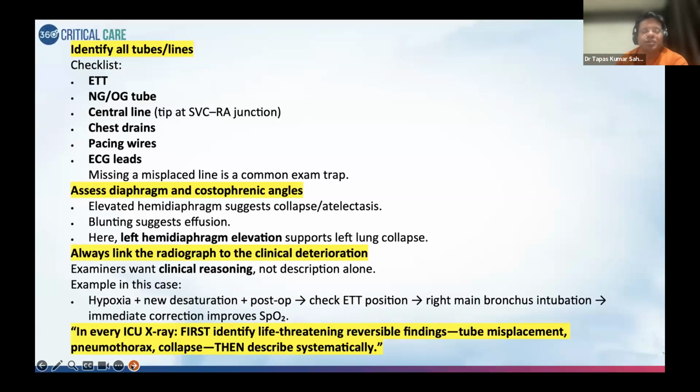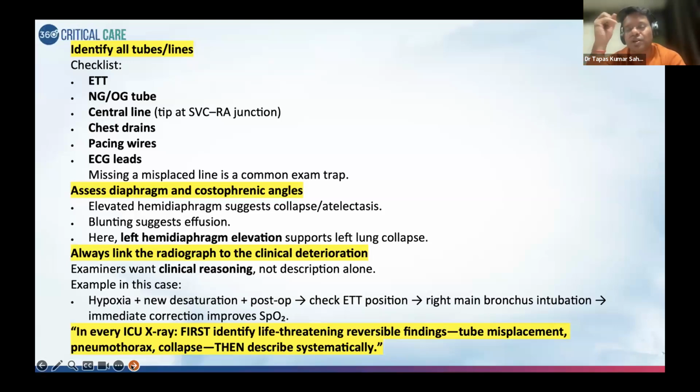Now, in every ICU X-ray, first identify life-threatening reversible findings. Life-threatening like tube misplacement, pneumothorax, collapse, and then describe systematically. Don't start with I can see the patient's skull, I can see the ET tube entering through the oral cavity or through the nasal cavity. Don't jump around the chest X-ray. Rather, immediately explain or identify the life-threatening reversible finding. Reversible finding. This is the word the examiner wants, because if you do it immediately, the patient's life gets saved.